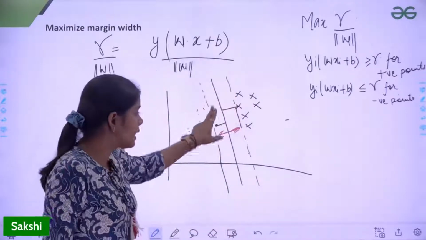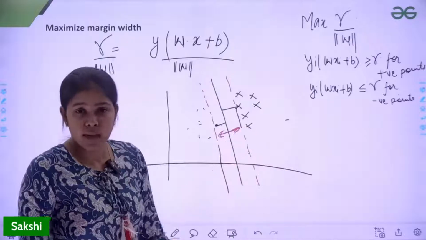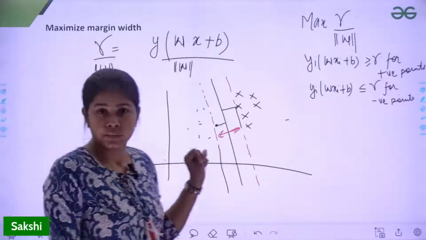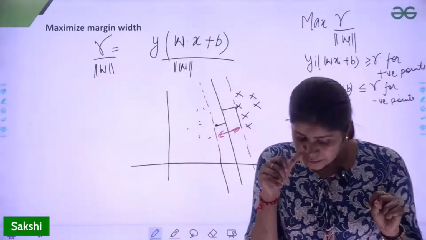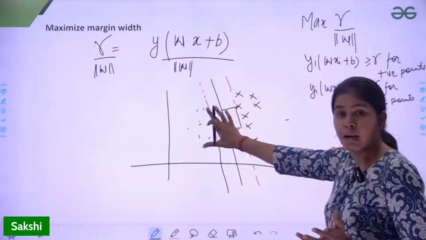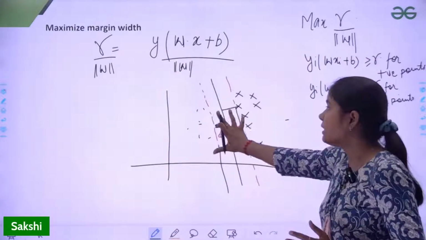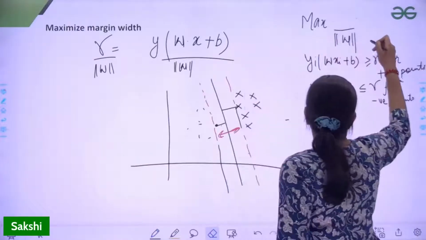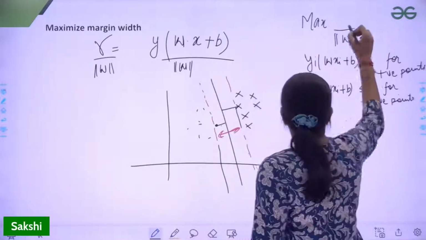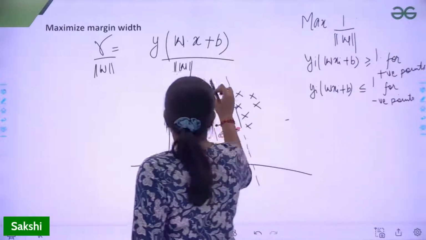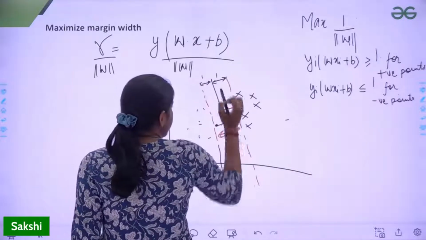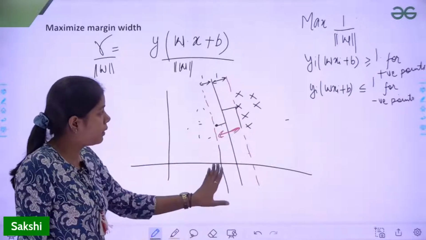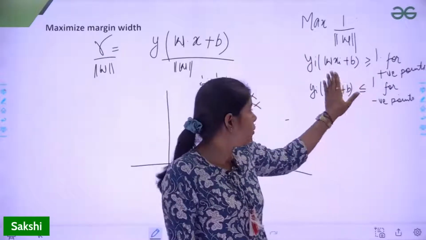This distance gamma we have taken by ourselves. So you can take this gamma as 1, right? I can scale this diagram so that gamma becomes 1. If gamma becomes 1, my problem gets converted into this one. So basically I am taking this value as 1 and this value as 1. So I have to find the decision boundary such that I get the maximum value of 1 by norm of W under this condition.